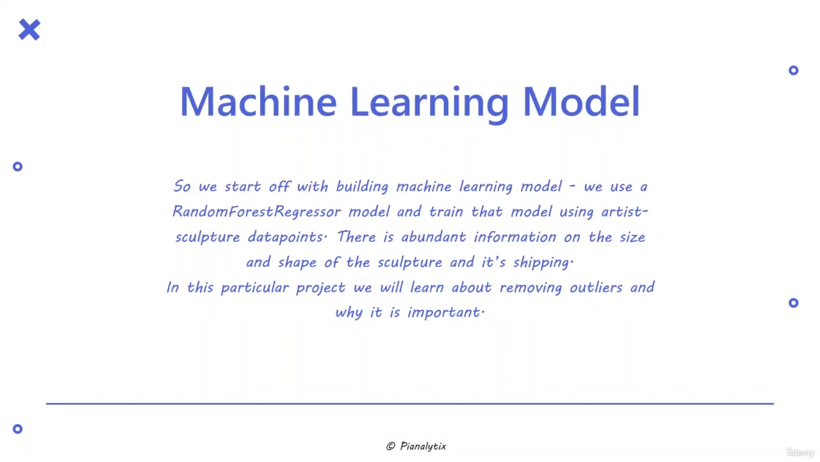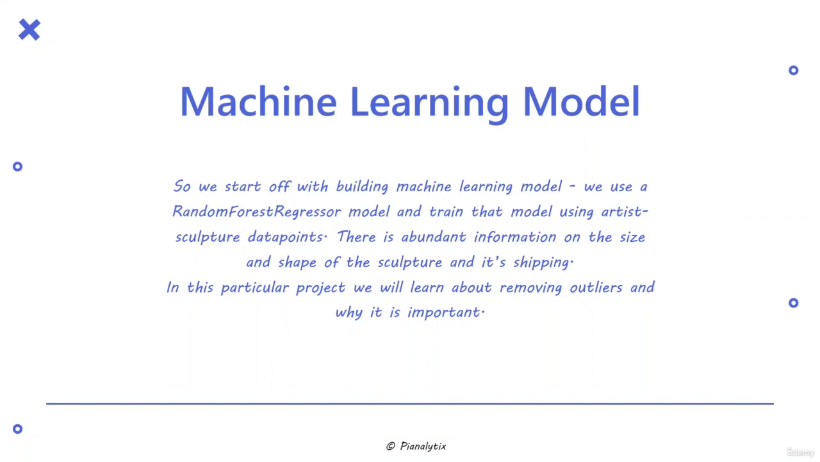So the first part was building a machine learning model. We start off with building a machine learning model and we use a random forest regressor model and train that model using artist sculpture data points. So there is abundant information on the size and shape of the sculpture and its shipping. Was it an international shipping or not? Was it an express delivery or not? And much more information. So in this particular project, we will learn about removing outliers and why it is important.